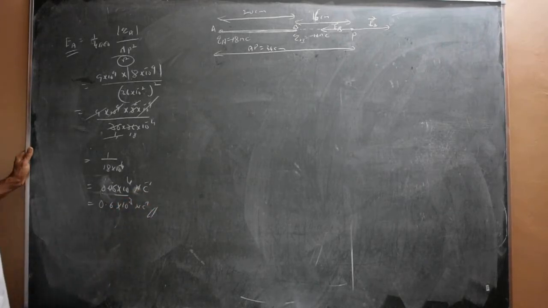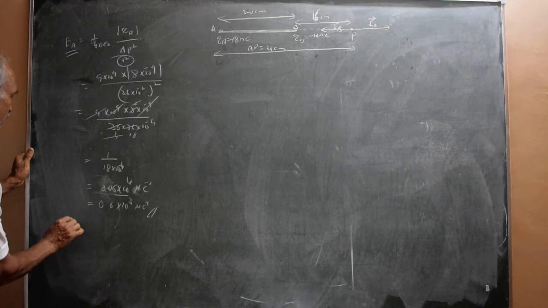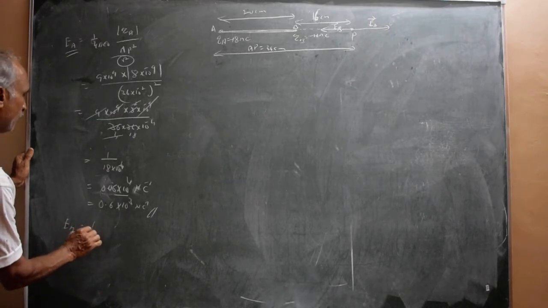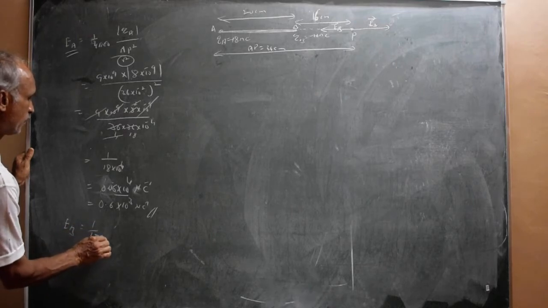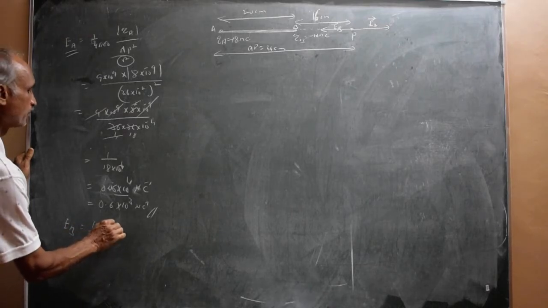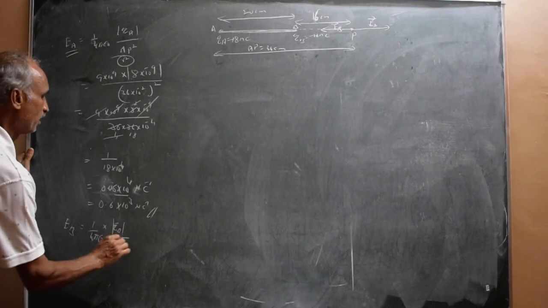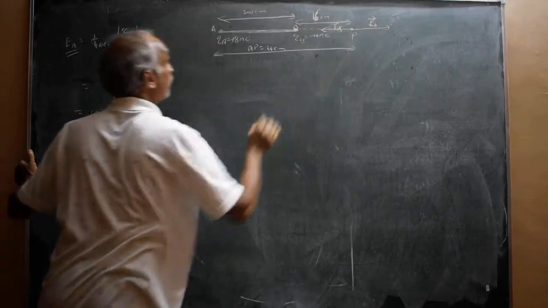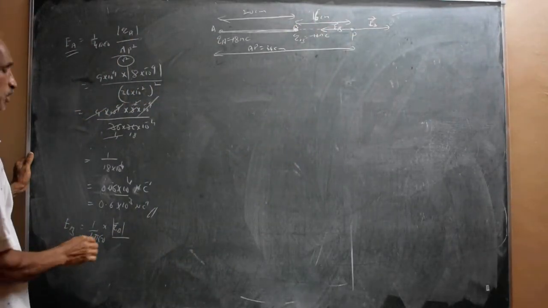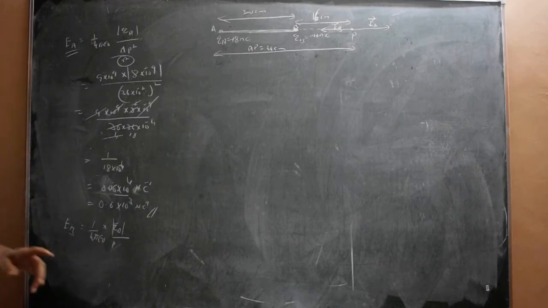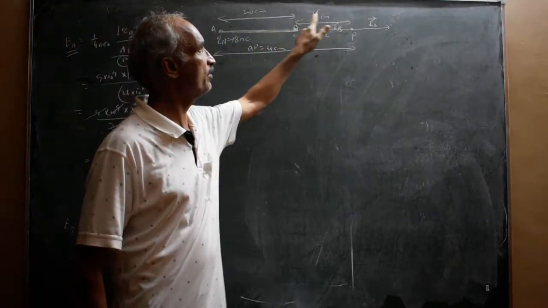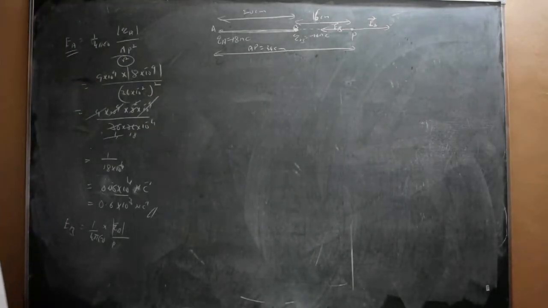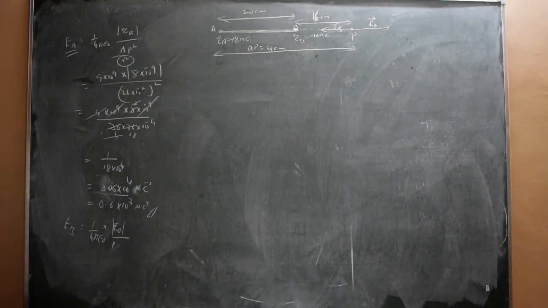Okay. And similarly, EB, the field at the point B, magnitude is 1 upon 4 pi epsilon naught into modulus of QB divided by the distance between the point and the charge squared, that is BP square, R square. R is the distance between the charge and the point.